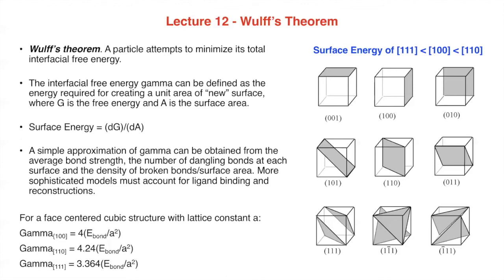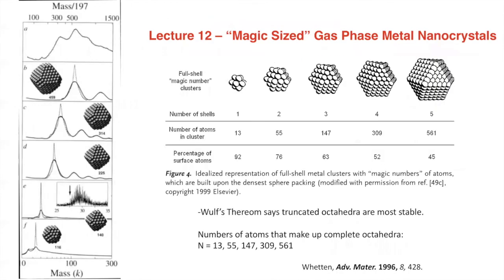Of course, in a real system, you don't just have dangling bonds. You have reconstructed surfaces that rearrange and take on a different shape, or you have ligands that bind, and the ligand binding can dictate how thermodynamically favorable that surface is. So there are lots of examples of how surface energies dictate particular sizes and shapes.